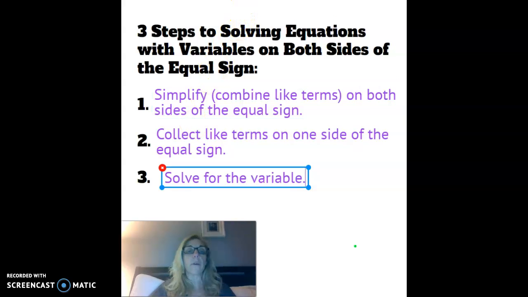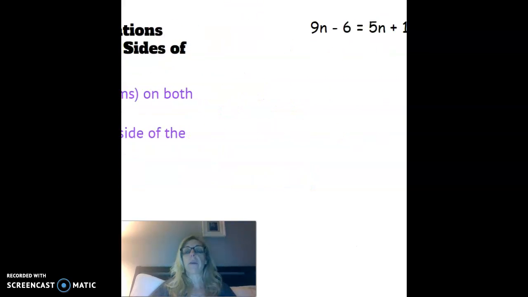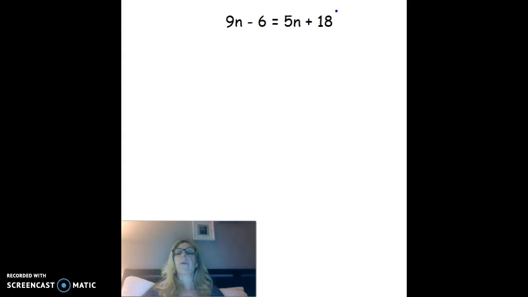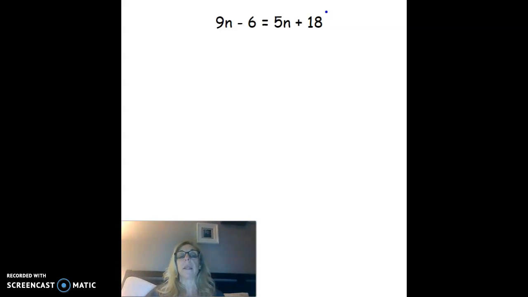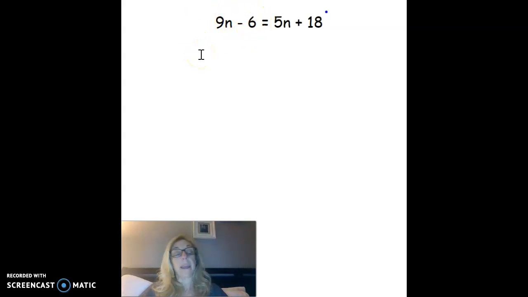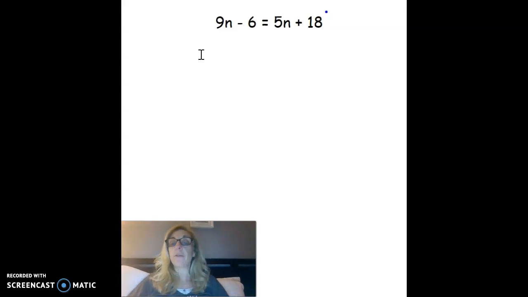So let's move on over to our first example. Ready? Here we go. Awesome. All right, we have 9n minus 6 equals 5n plus 18. Now, if you notice, the first step was to simplify or combine like terms on both sides of the equal sign. Well, I'm going to look on the left side. I have n's and I have no n's. I cannot put together n's and no n's, so guess what? I do not have any like terms on that left side. If I look at my right side, I also have n's and no n's. Once again, I can't put those together, so step 1 is completely done. I can't combine anything because they are different terms.